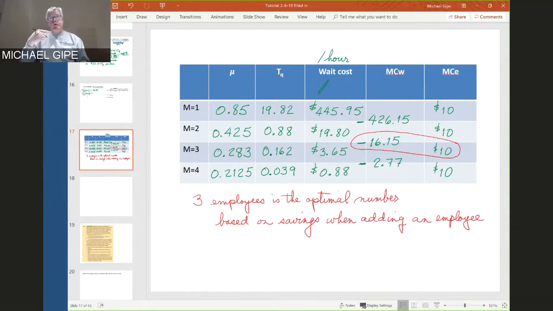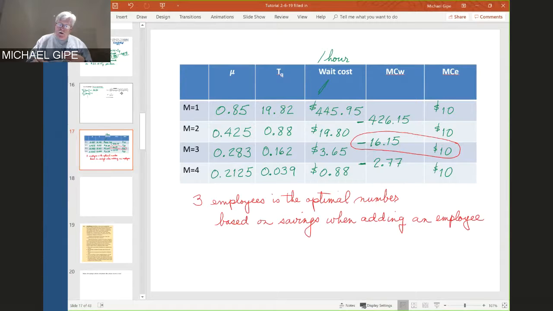So by going from 2 checkout persons to 3, it costs us $10 more per hour, but we save $16.15 per hour when we do that, because we have less waiting, less popcorn, less soda. If we were to go to 4, it would increase our wage cost by $10 an hour, and we'd only save $2.77 an hour in popcorn cost. So we don't want to go to 4. 3 is the optimum.